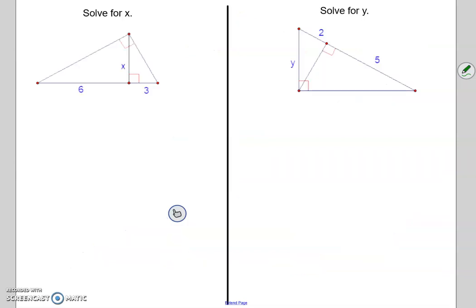Okay, so on the next page of our notes, we have the same type of problem set up, and I've got a medium triangle and a small triangle that I'm going to compare.